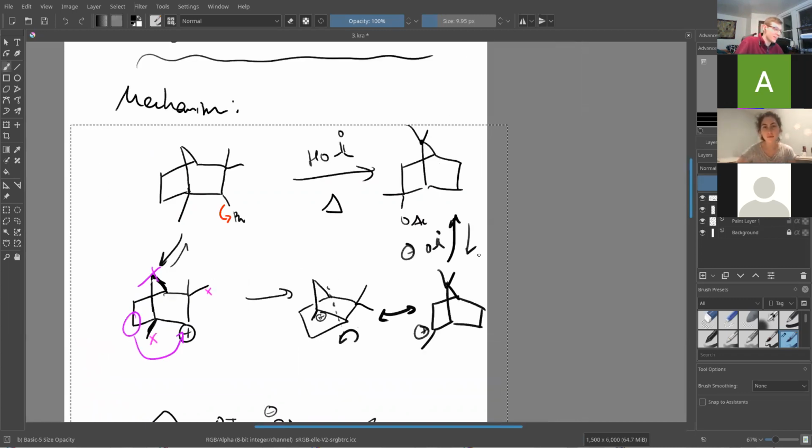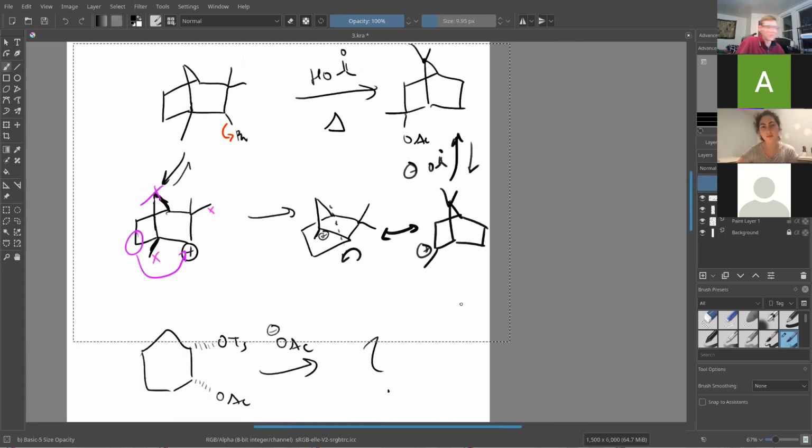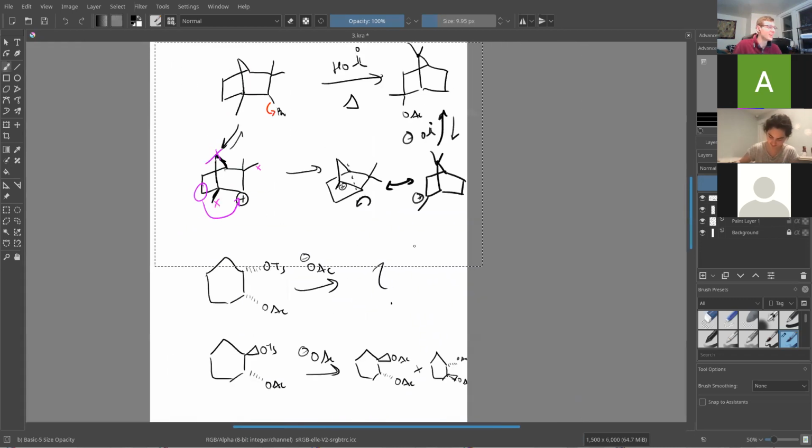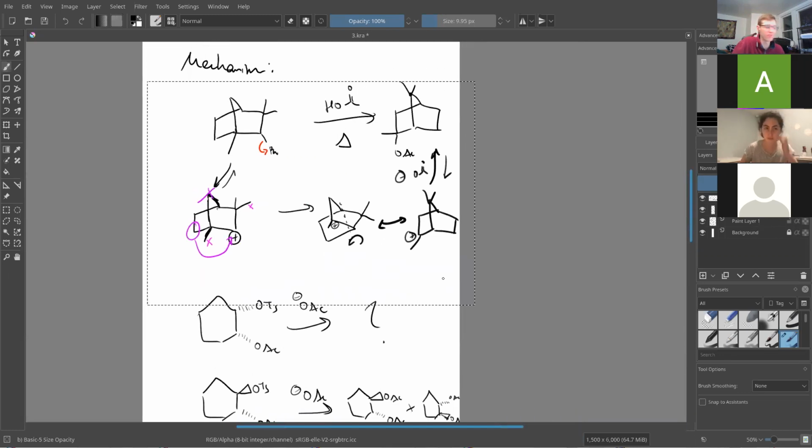Okay. What a really nasty problem. I saw this one and I was like, oh, they're gonna hate this. And then, well, you've seen it. This is probably a harder mechanism problem than you should expect to get. But it's all about rearrangements. You have a carbocation, right? That's the whole point.